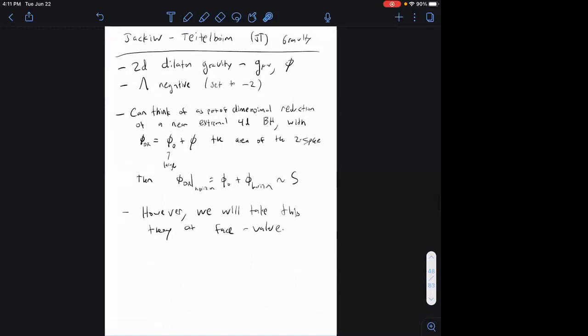So here I'm going to give you a bit of an introduction to JT gravity. It's a two-dimensional theory of dilaton gravity. So we have a metric, g mu nu, and we have a dilaton phi. The cosmological constant is negative in this model, and we set it to -2. Turns out to be a simple choice. So you can think of this model, JT gravity, as part of the dimensional reduction of a near extremal four-dimensional black hole. The near horizon geometry of one of these higher dimensional near extremal black holes looks like AdS2. So this JT gravity is a theory of AdS2 gravity.